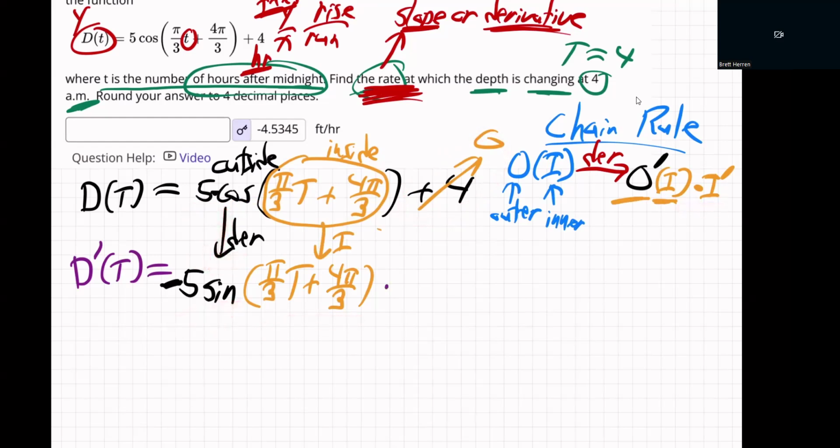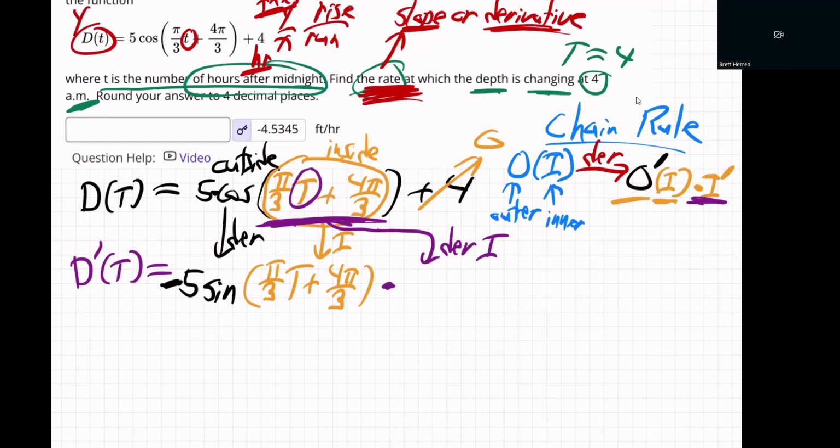So I'll do it in a different color. Times, and then right here, I'm going to put the derivative of the inside function, right? Derivative of the inside function. So the derivative of this inside function. Now, this is where you got to remember, your t is your x. That's like x. It's exactly like x. It's just t. That's our variable.